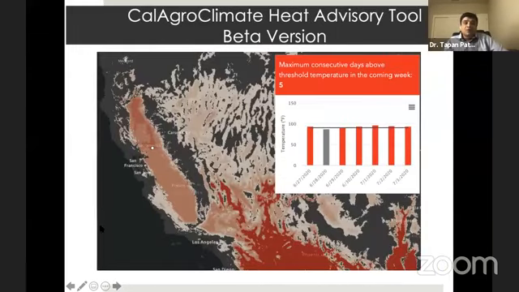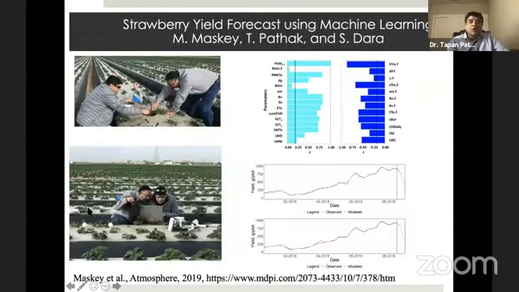In a similar way, we are also working to provide a heat advisory system. This is actually a map from today, and as you can see, a lot of places in California are red, which tells us there is a big heat event occurring in many parts of California, and it's going to have some impact on production. So the growers can get this advisory 10 days ahead of time, of course with some uncertainty because it's a forecast, but then they can be prepared to take action.